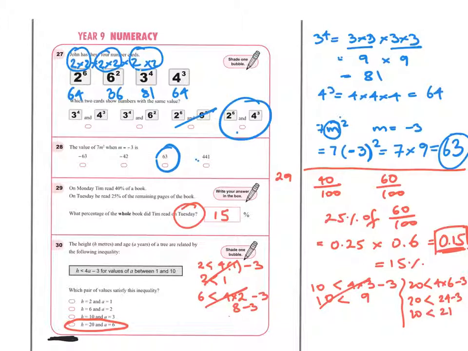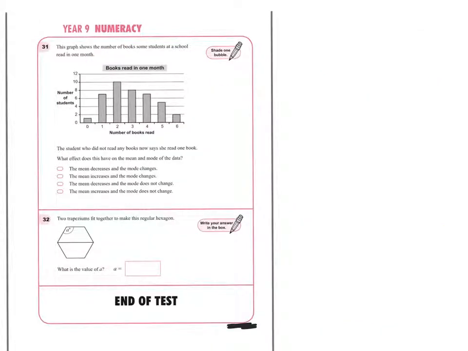Okay, now let's move to the next one, and I think the next one is the last page. Yes, so it's the end of the test. The graph shows the number of books some students at a school read in 1 month. So the student who did not read any books now says she read 1 book. So we had one person who said no books, hasn't read any books, and now she said she did. So we can see here if this is 7, it's going to go up to 8 now. So what effect does this have on the mean and the mode of the data?